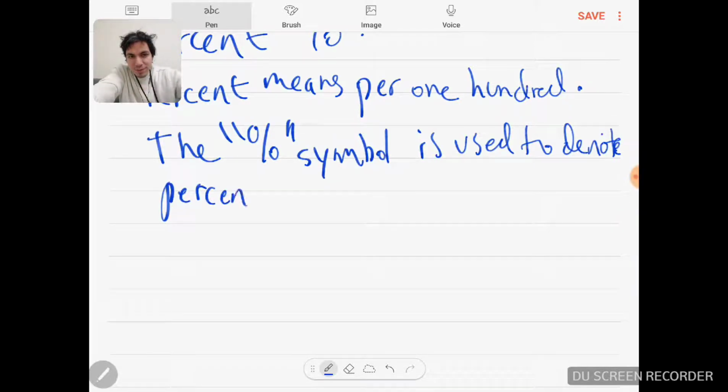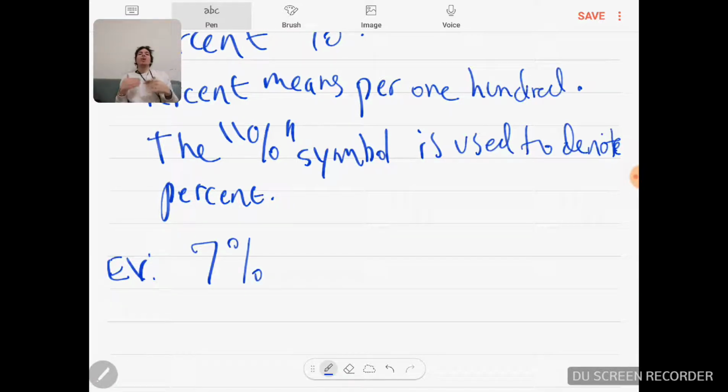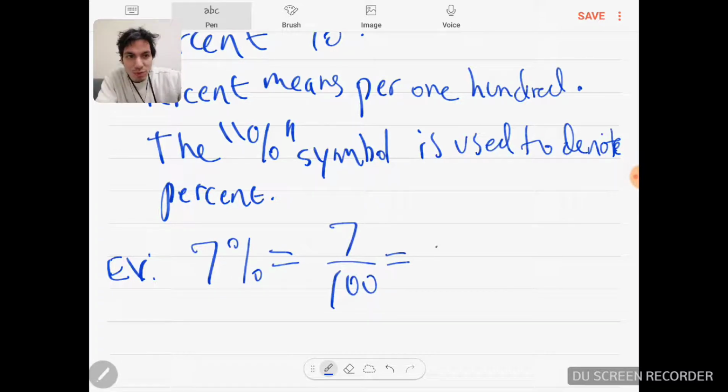So for example, if I had 7% as my example, every 100, that's what 7% means, every 100. So how would I write that as a fraction? Well, if it's every 100, this would be 7 over 100, or as a decimal, 0.07.